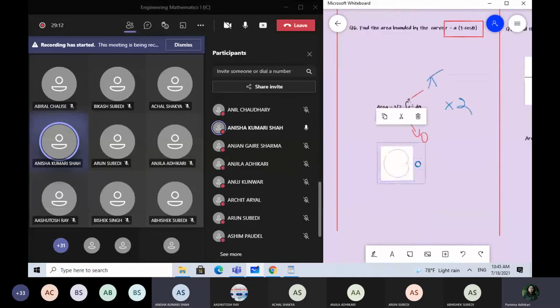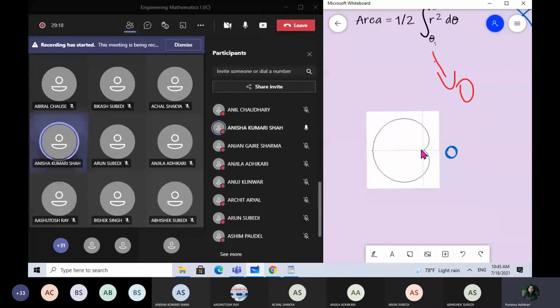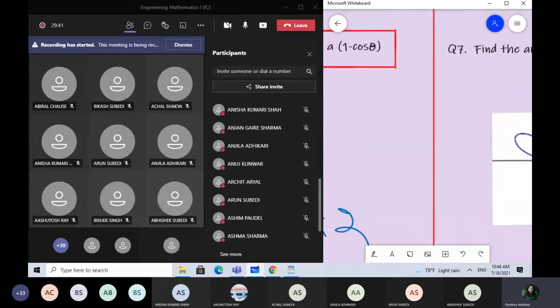Yes, this is your curve, isn't it? You see this curve is totally different from 0 to pi. So we find the area up to here, and then it's just repetition from pi to 2 pi. So you will find the area from 0 to pi, multiply by 2, and you will get your total area. Okay, very good. So now let's look at another question.